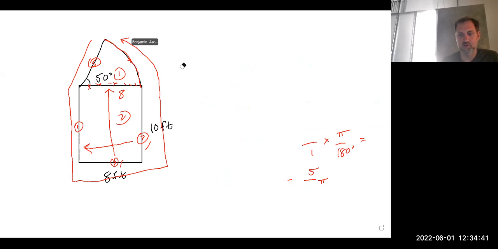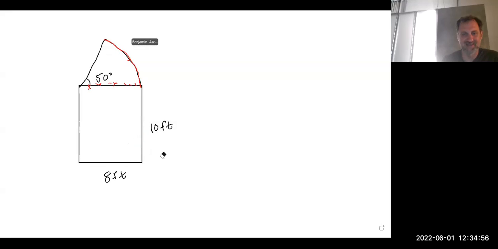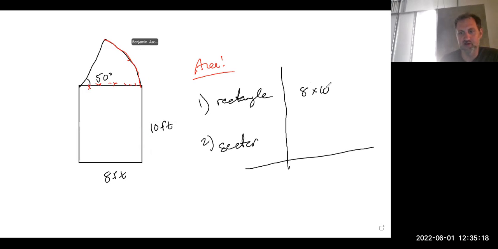Get rid of the stuff that I don't need. I love the fact that this eraser is so exact. Okay, area. So part 1, part 2: we need to find the rectangle area, and we need to find the sector area. A big part of success in mathematics is organization, really laying out everything on paper.